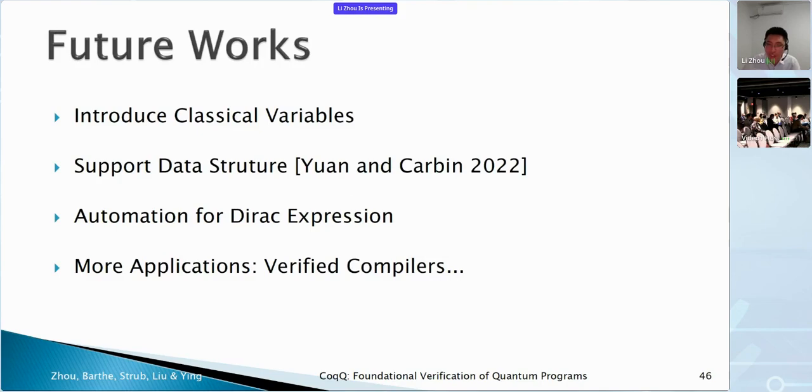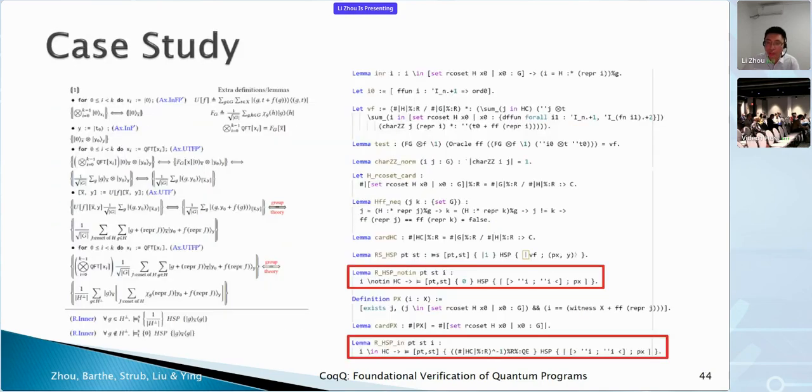Yes, it's a very good question. Currently, we only support proving the functionality, the correctness of functionality. For example, the hidden subgroup problem algorithm outputs the correct state, but we don't have the component to reason about complexity or other properties. But it's a really interesting task, and maybe we can make a plan to implement this later.